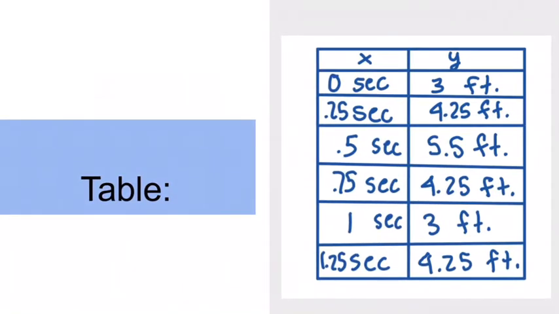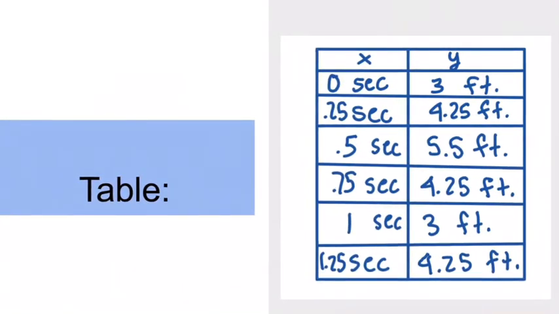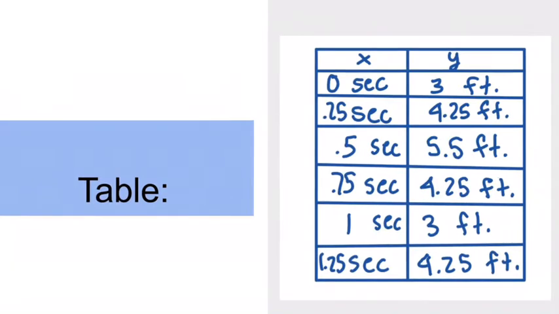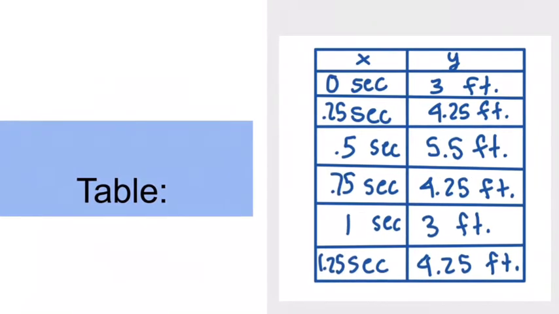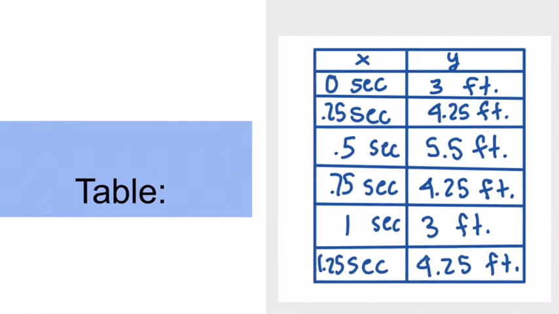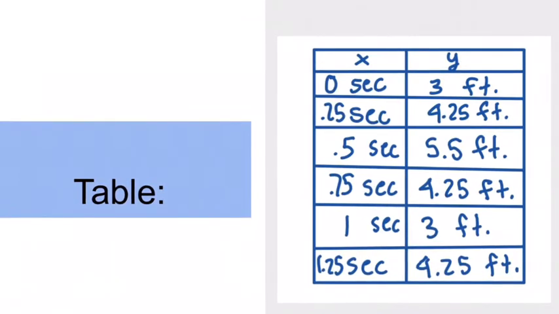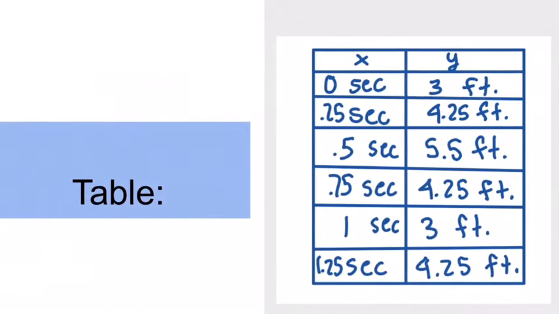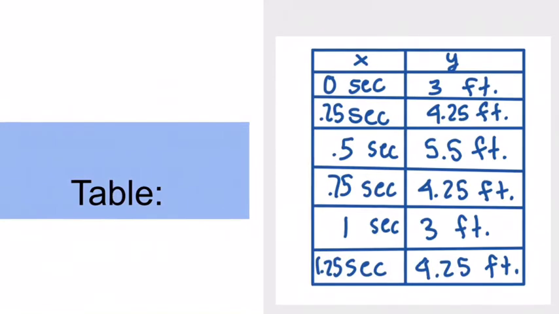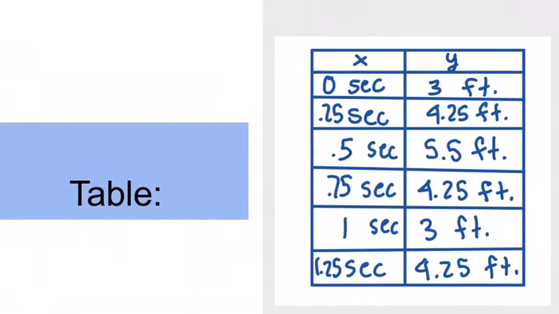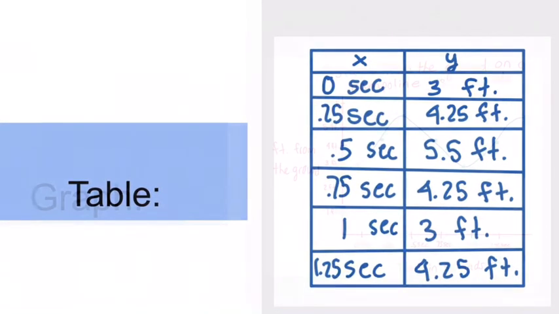At 0.75 seconds he had reached 4.25 again, because he was going back down, which is his midline. And then he had reached 1 second, which was when he completed his cycle at 3 feet again. And then at 1.25 seconds he was going back up again at 4.25 feet, which is the midline as well.